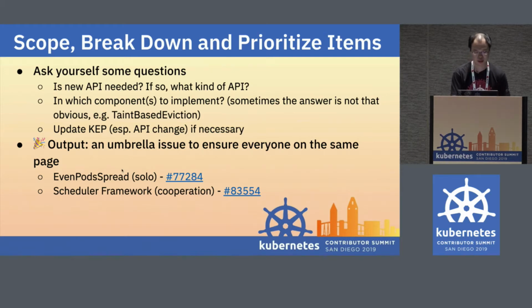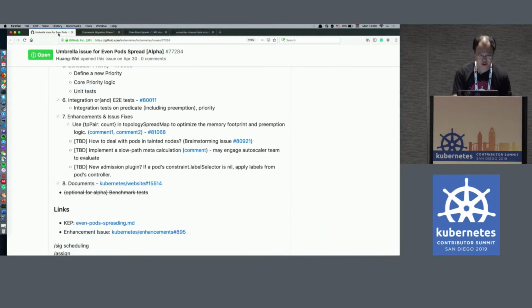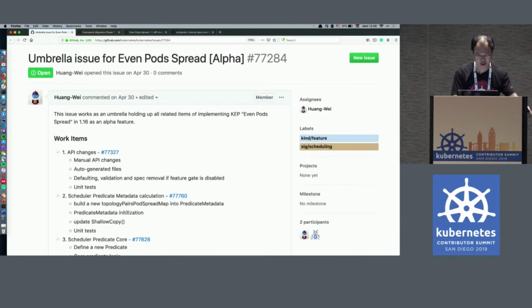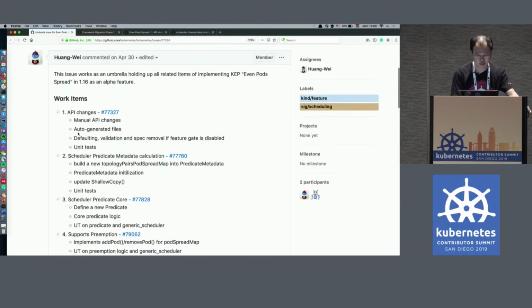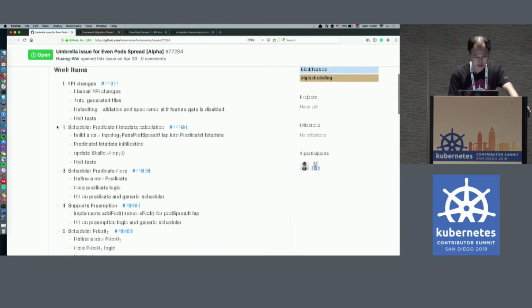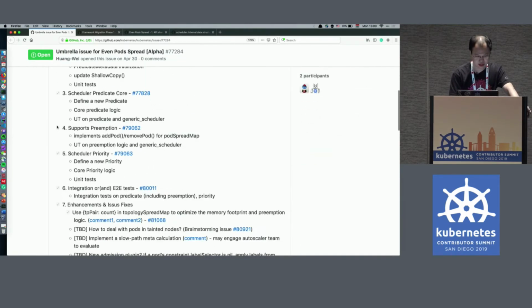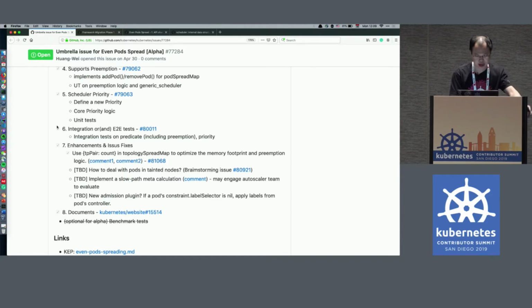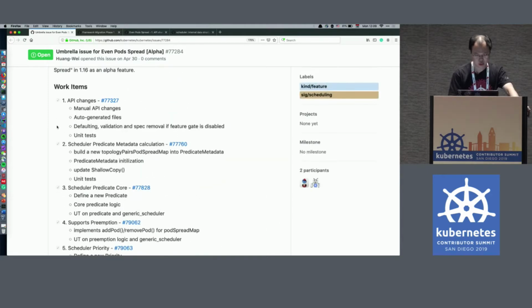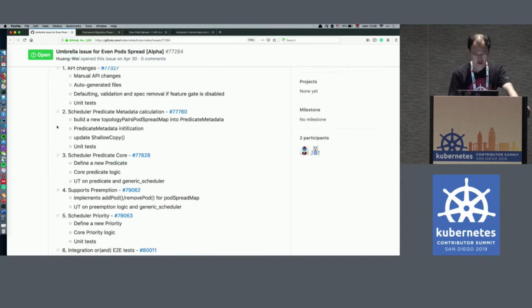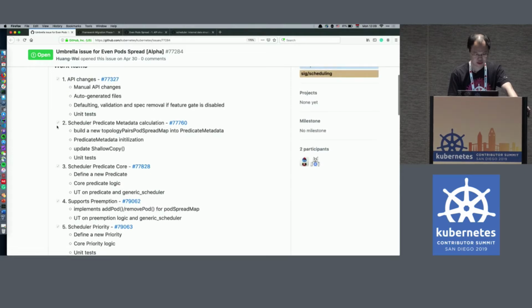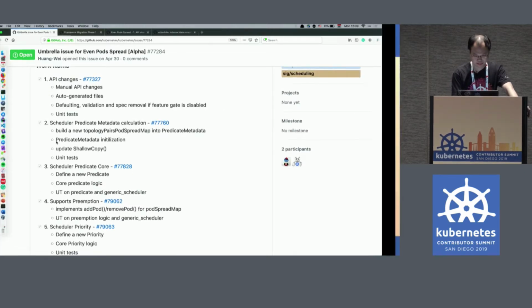Here is an example. This is for the EvenPodsSpread feature. At the beginning of the implementation, I listed all the work items one by one. You can see there are 7 or 8 items I need to finish in one release cycle. So the API reviewers and the SIG leaders know that too.